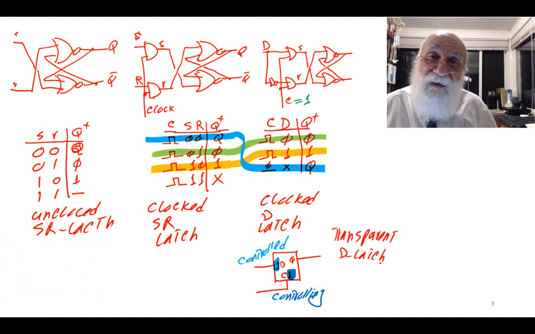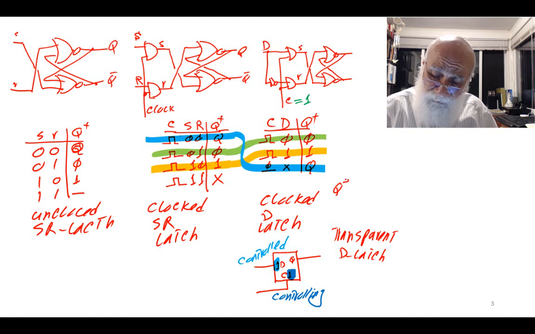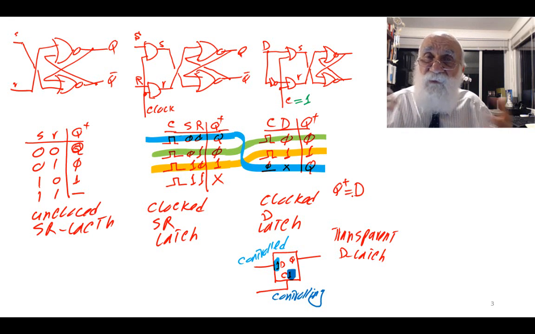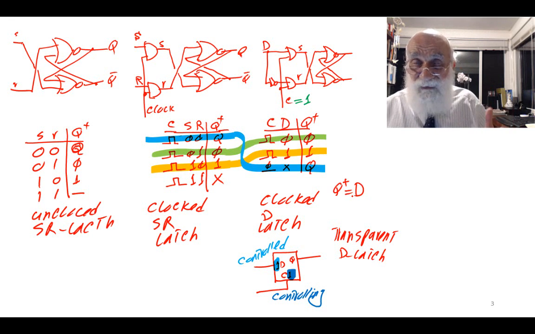This circuit also has a characteristic equation, and that is Q plus equals D. Remember, plus I'm using for timing. That means the next value of the output is whatever the present value of the input is after the clock. And that's how I'm interpreting this plus over here.